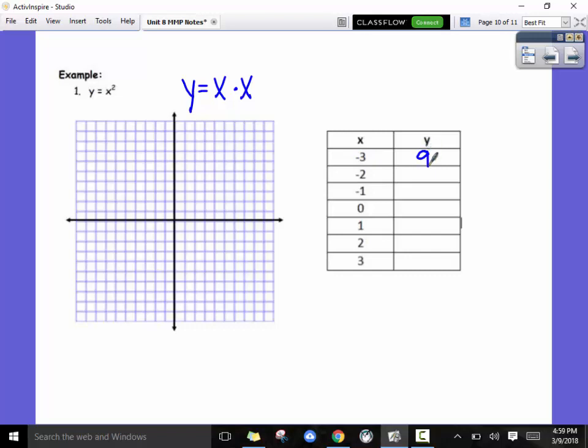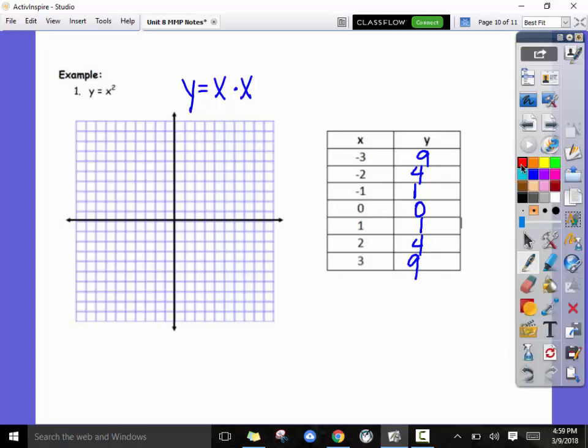It is super important that you get the accurate sign. Next one, negative 2 times negative 2 is positive 4. Negative 1 squared is 1. 0 squared is 0. 1 squared, 1 times 1 is 1. 2 squared, 2 times 2 is 4. 3 squared, 3 times 3 is 9. And then you are going to go graph these values on the coordinate graph.